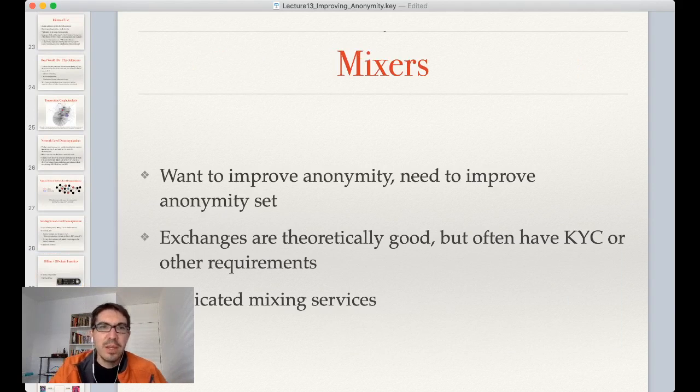So another way to improve anonymity is by using mixers. If we think back to improving anonymity, we talked about improving the anonymity set, making that larger. Exchanges could be good for this, but they often have their own know your customer or other requirements that hurt your privacy. So there are some dedicated mixing services. Basically what we're doing is making a larger anonymity set. We're all going to put in our coins, and people are all going to take them out.